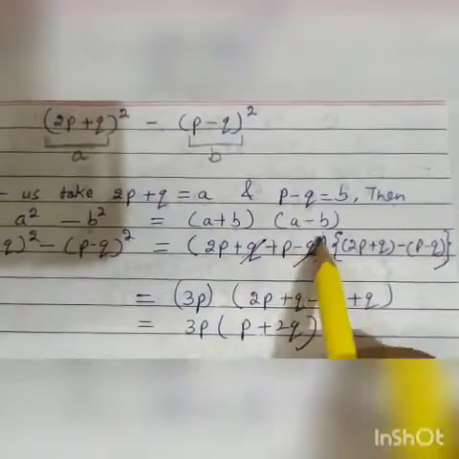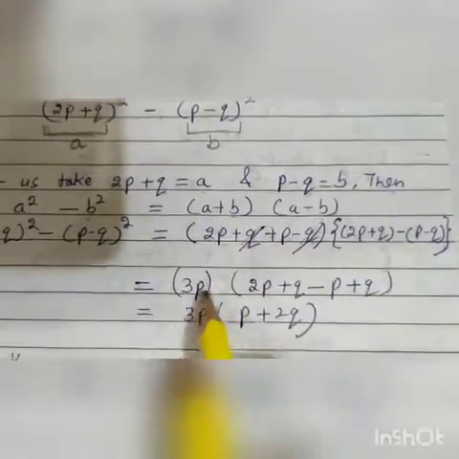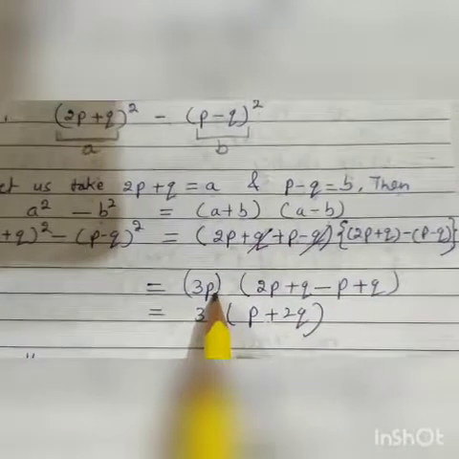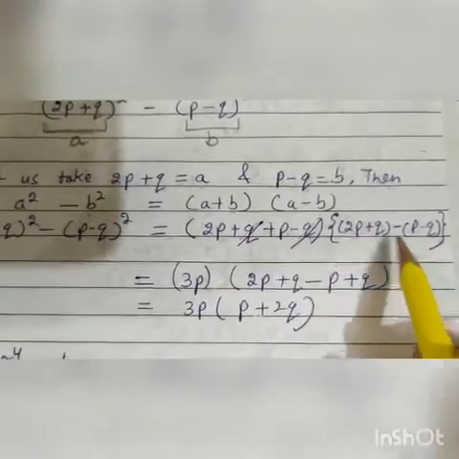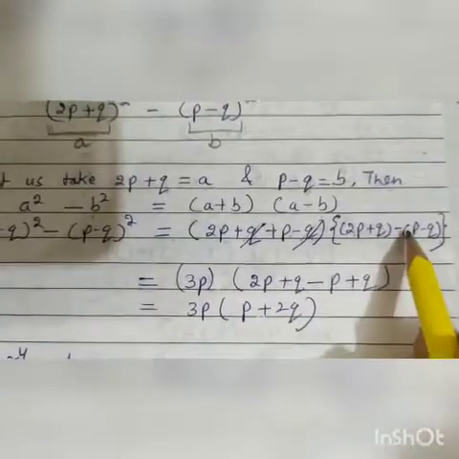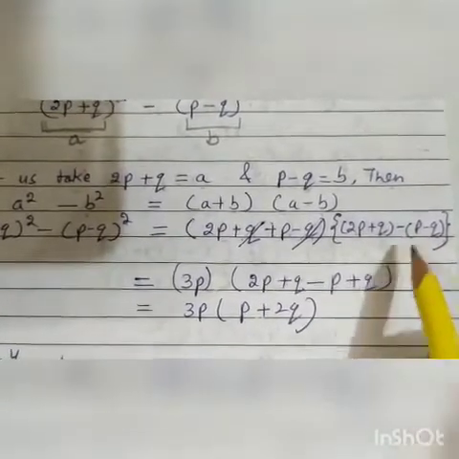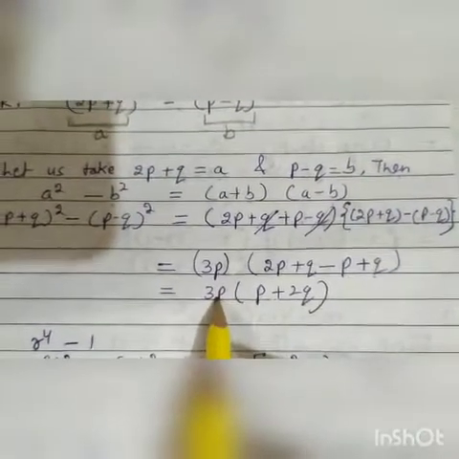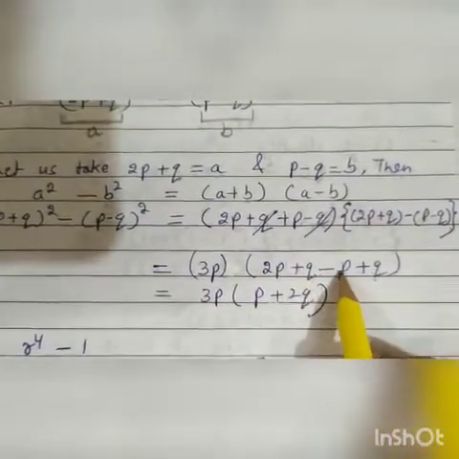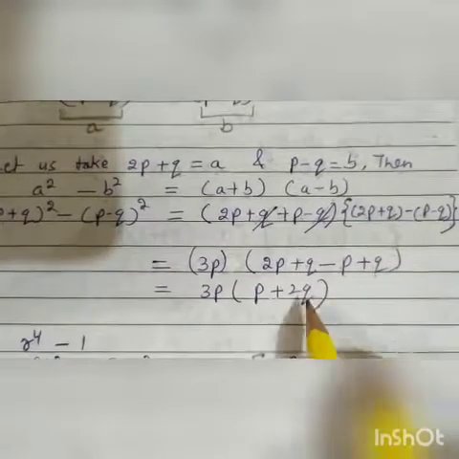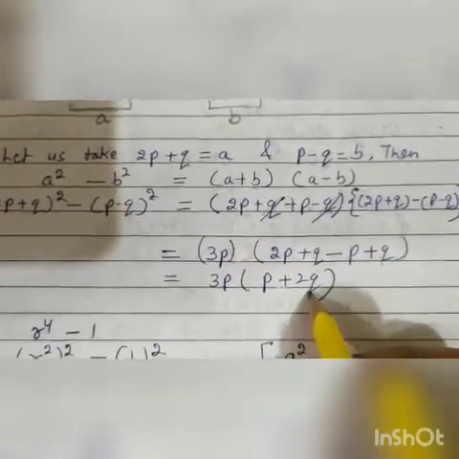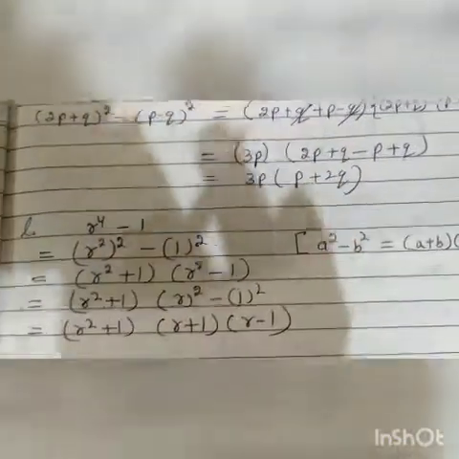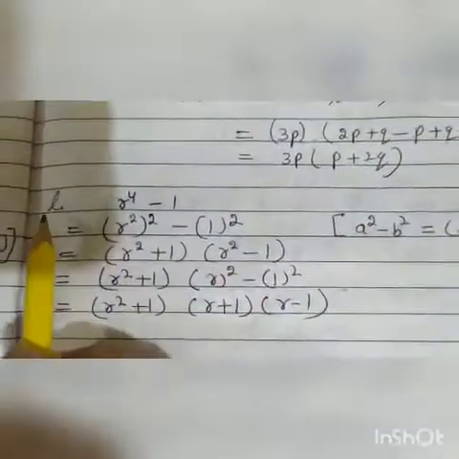So this plus q minus q cancel, 2p plus p is 3p. In the first bracket it is 3p. Then solve this bracket, 2p plus q minus q plus p. Sorry, minus p plus q. Now 3p will be written as it is. Then 2p minus p is p, plus q plus q is 2q. Now come to part L.